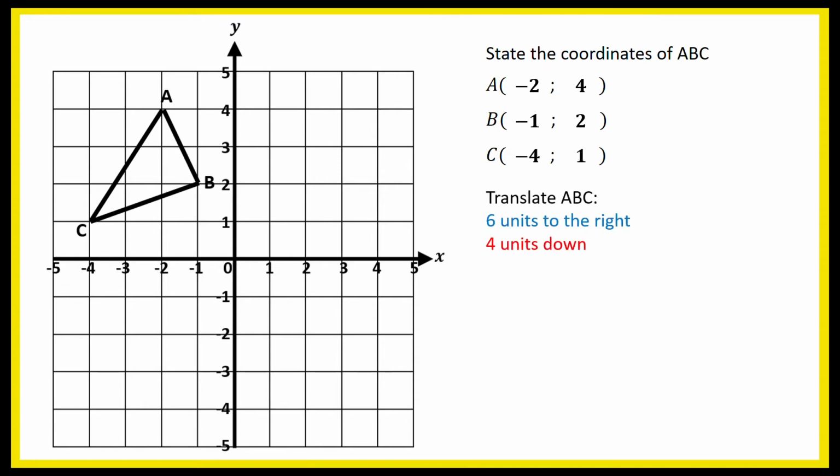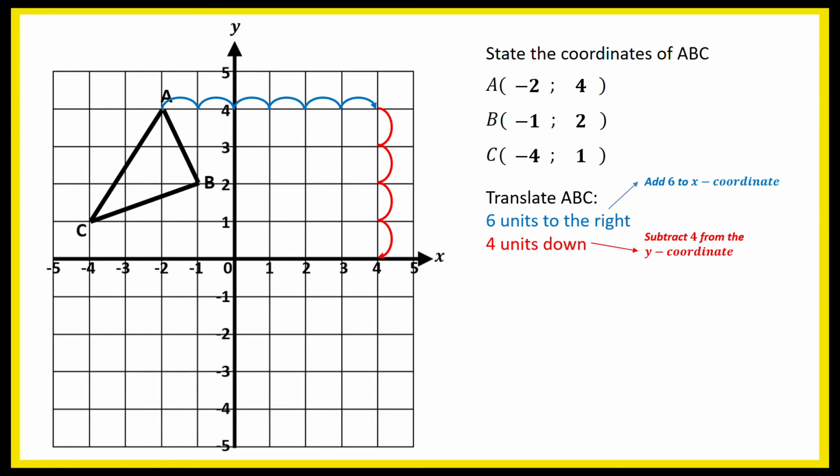It tells me they want to translate this shape 6 units to the right and 4 units down. You can do it just by jumping on the Cartesian plane. So 6 units to the right means I need to add 6 to the x coordinate, and 4 units down, I need to subtract 4 from the y coordinate. These are all your x coordinates here, these are all your y coordinates. If I show it by just jumping, there it is, 6 units to the right and 4 units down. So technically, A should be translated from where it is to that point over there.